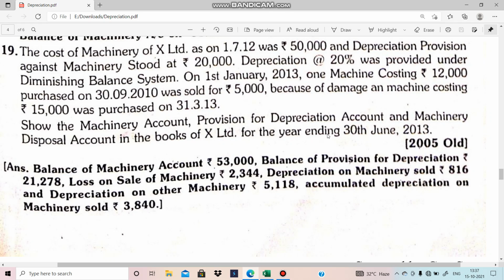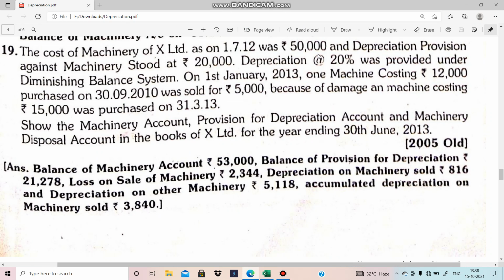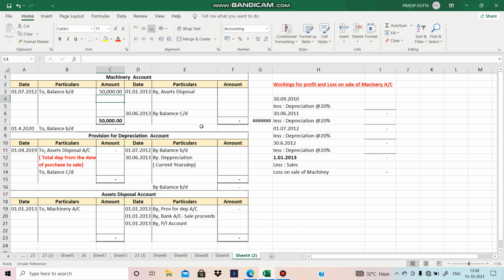Here the one thing that is odd is that the year ending is 30th June. So if the year ends on 30th June, the opening date must be July. From July to June it is 12 months. So 1st July 2012 is the beginning of the year. At the beginning of the year, what is the cost of the machinery? It stood at 50,000, and the provision for depreciation also stood at 20,000.